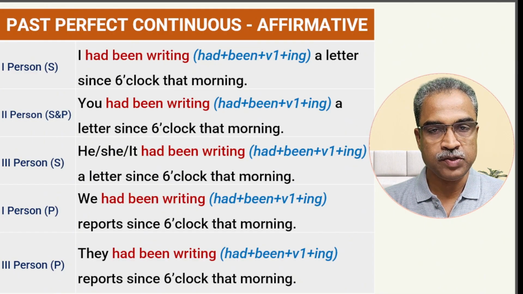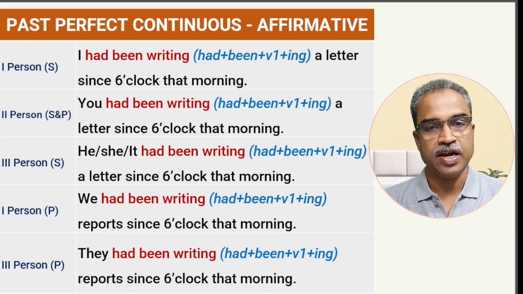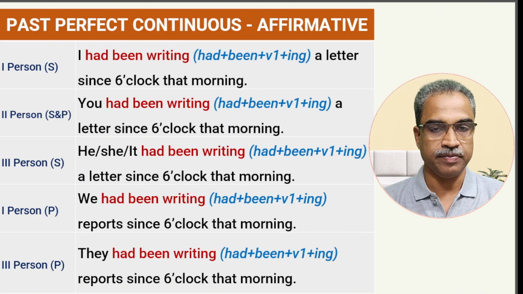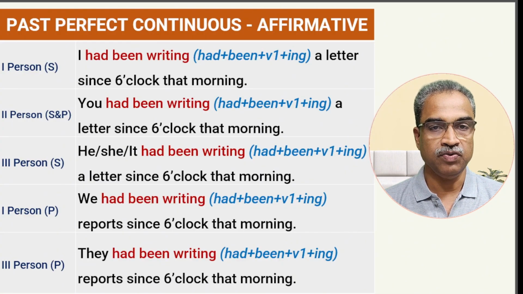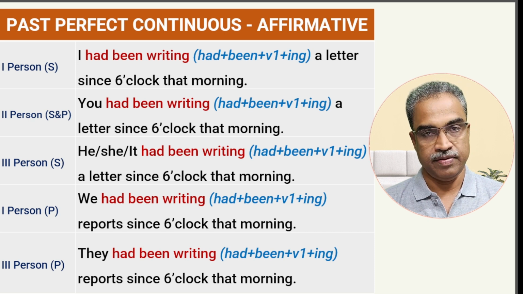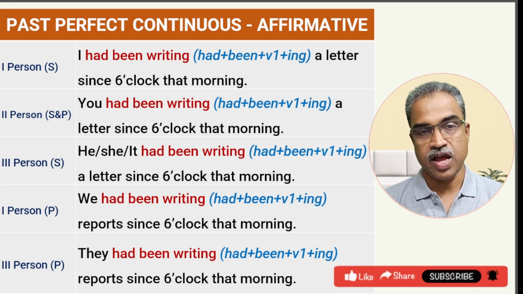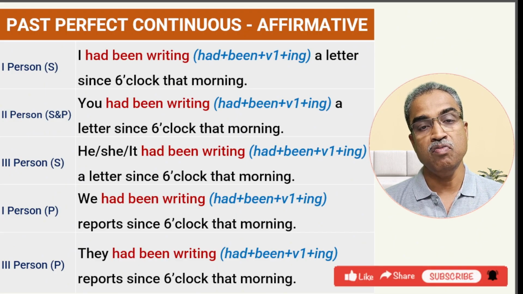Next, first person plural, we. We had been writing a letter. And the last one, third person plural, they had been writing a letter since 6 o'clock that morning. So what did we learn here? It is subject, then had, then been, then the main verb, whatever the verb. I had been working the whole morning that day. That day in the past, I had been working the whole morning.